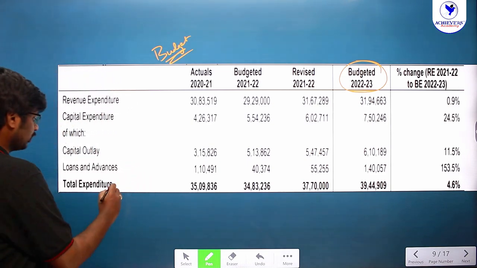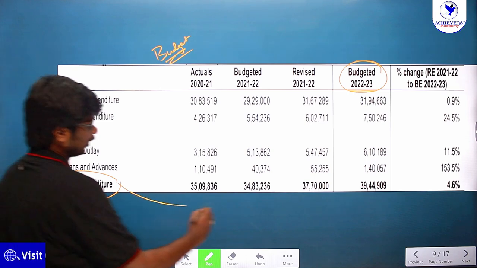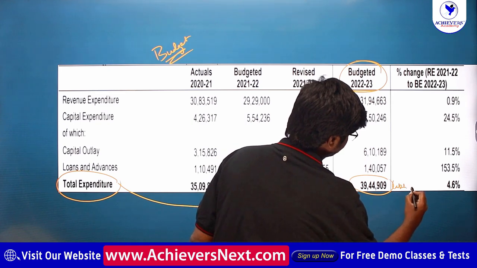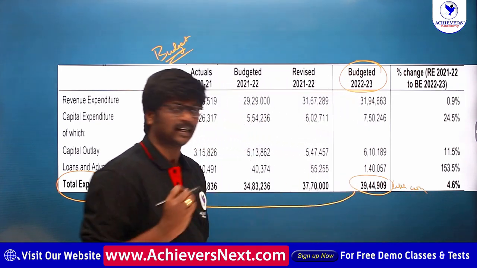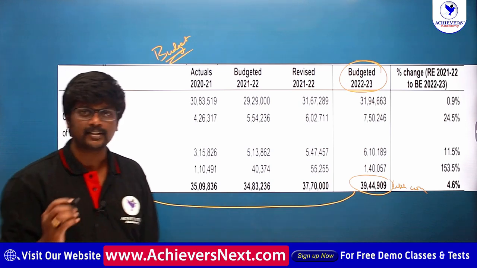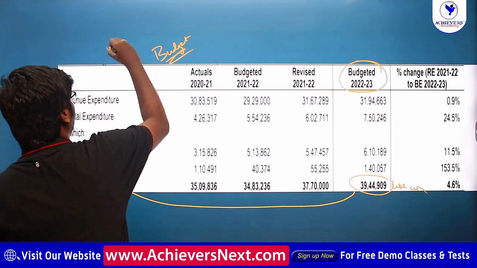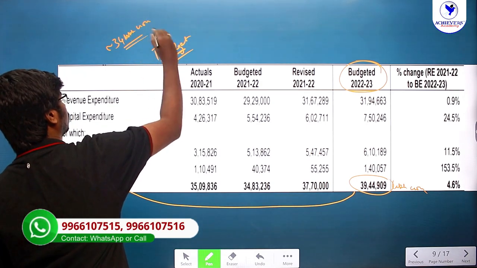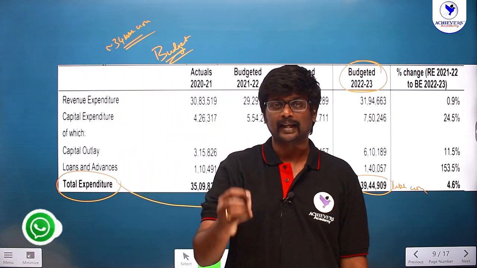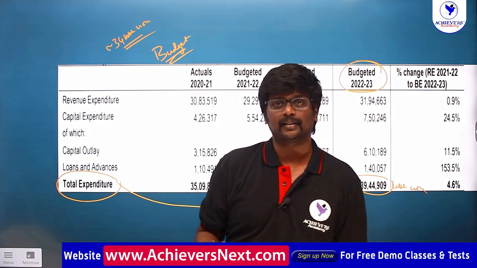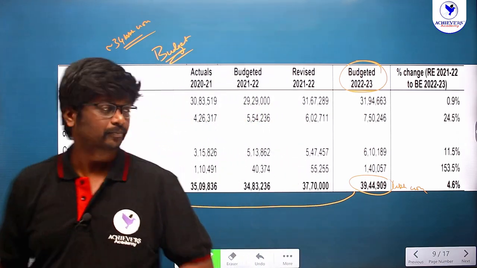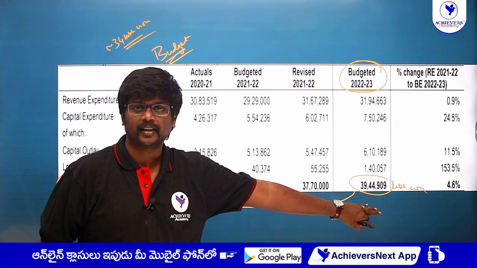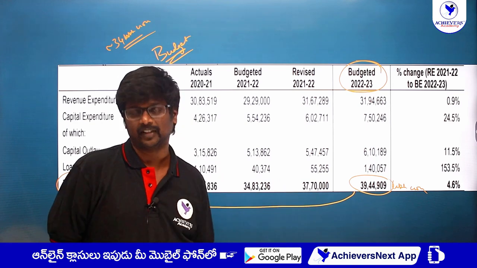Okay, so total expenditure of the government is estimated to be 39 lakh crores. 39 lakh crores, 44,909 crores. So in short form, the government budgeted expenditure is 34 lakh crores estimated. Okay, so 34 lakh crores annadi, government has estimated that its expenditure would be 39 lakh crores nearly.